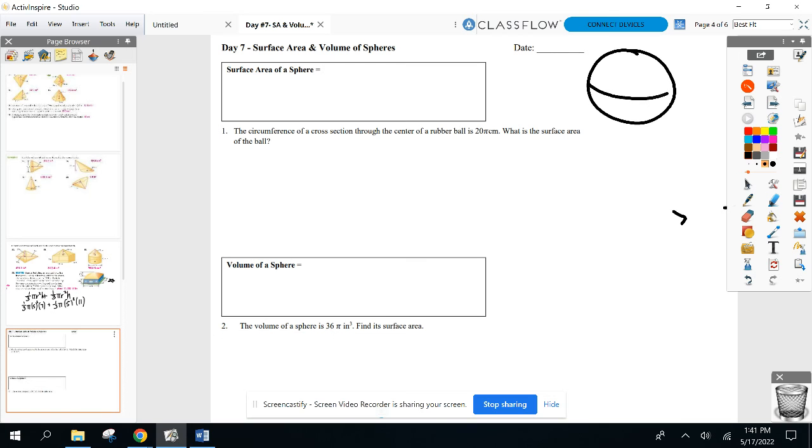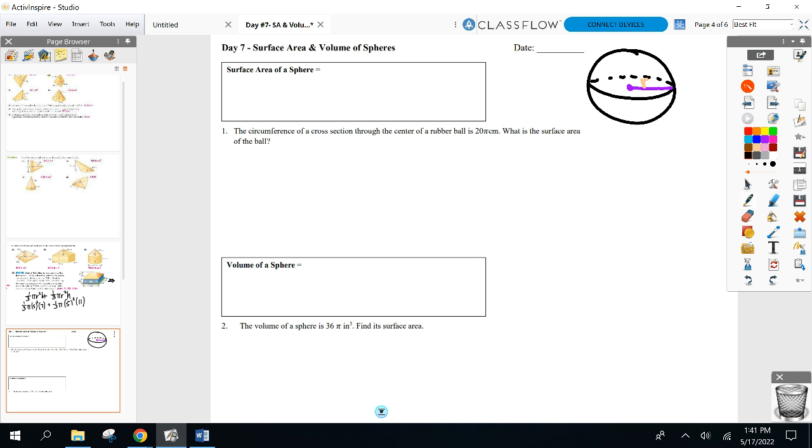The only piece of a sphere you need to worry about is this piece. What do you think that piece is? It's the radius. That's the only thing you need to worry about in a sphere. And what is the radius? You'll see why when we do the formulas.